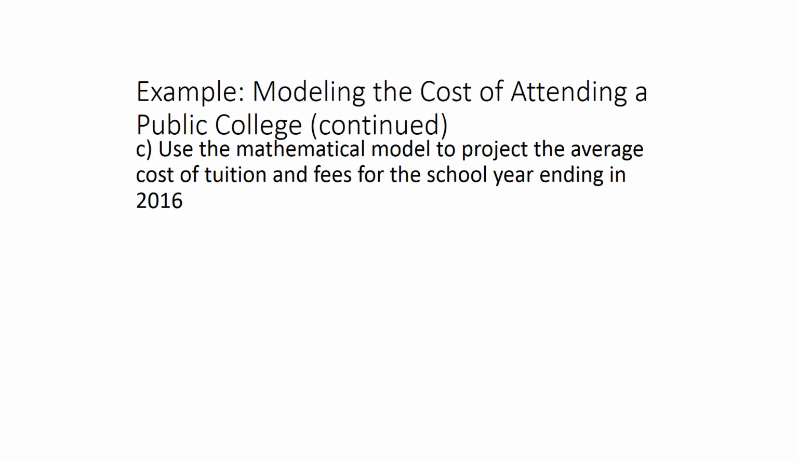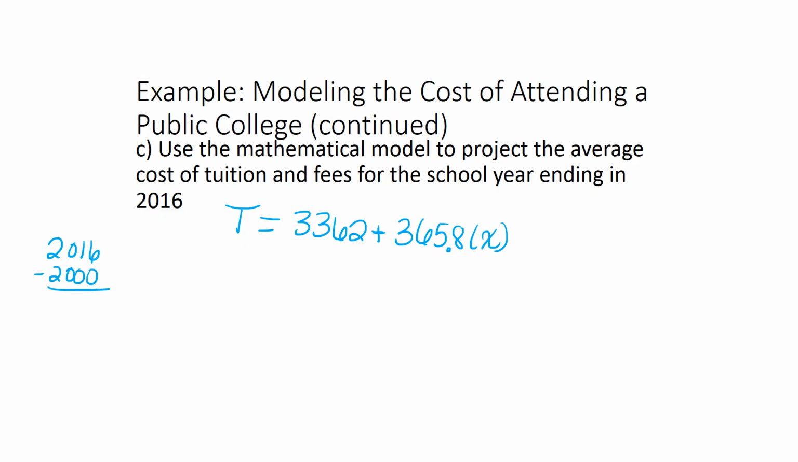Use the mathematical model, which we just got to be 3362 plus 365.8 times the number of years after 2000, to project the average cost of tuition and fees for the school year ending 2016. Well, the original year was 2000, so it's 16 of those yearly increases.